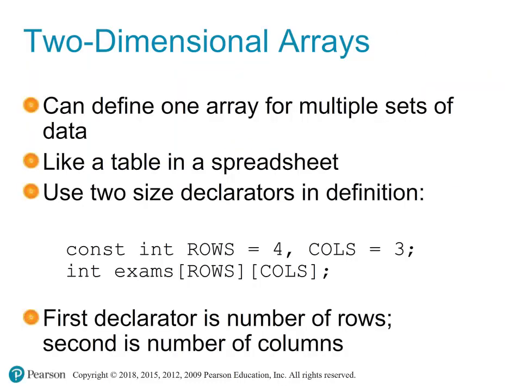You can imagine a two-dimensional array like a table in a spreadsheet. This table has both rows and columns, and each cell at a specific row and column holds a value. In this example, we have a constant int ROWS equal to 4, COLS, which is columns, equal to 3. So we can define a two-dimensional array using two size declarators. int exams, then the first inside the bracket is ROWS, second is COLS.